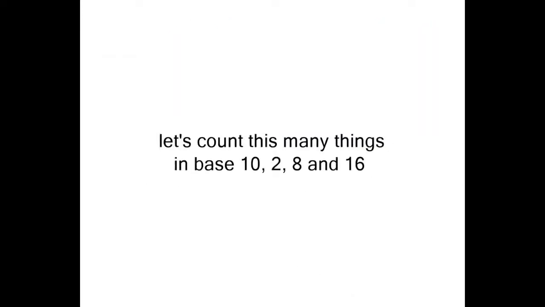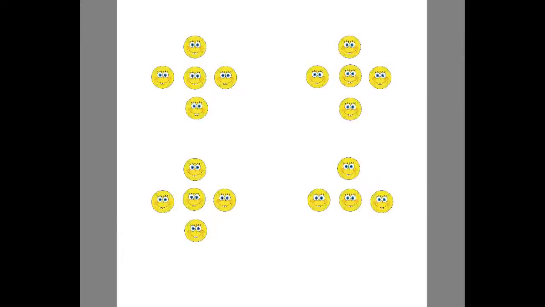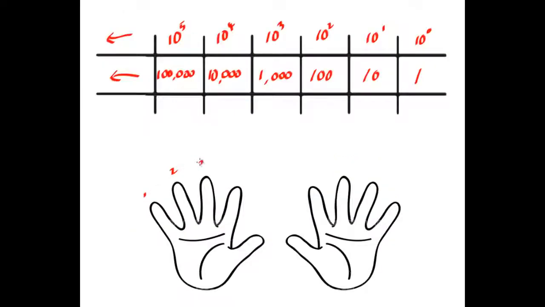So let's count this many things in base 10, 2, 8, and 16. Your 10-finger base 10 decimal thinking brain looks at this picture and comes up with 19 really quickly. And you'd be right. 1, 2, 3, 4, 5, 6, 7, 8, 9, 10, 11, 12, 13, 14, 15, 16, 17, 18, 19. 1 set of 10s, and 9 ones.